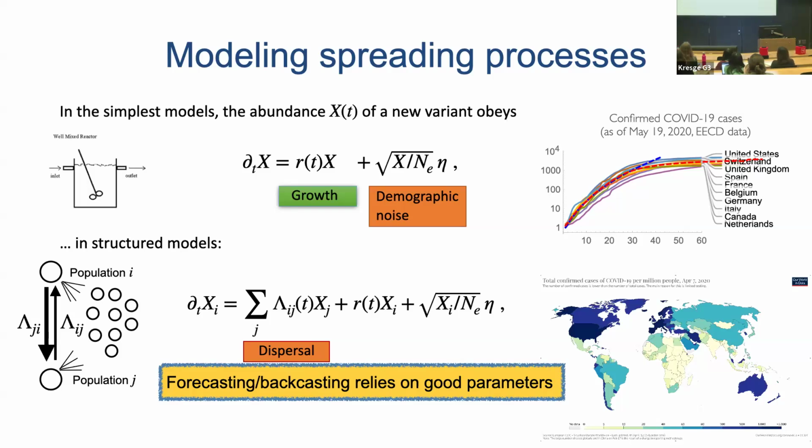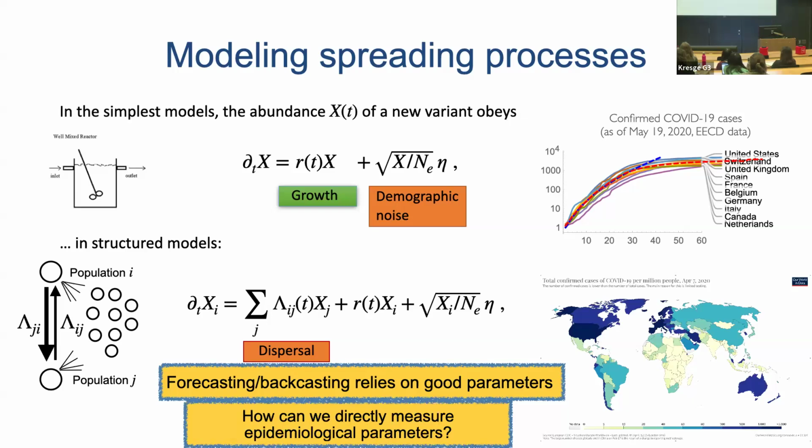And people correctly obsessed during COVID to think about growth. Like R naught, everybody now knows what R naught is, and it was very important to figure out what that is. But it can be much more challenging to get good estimates or even measurements of these other parameters, like demographic noise or how cases are being imported.